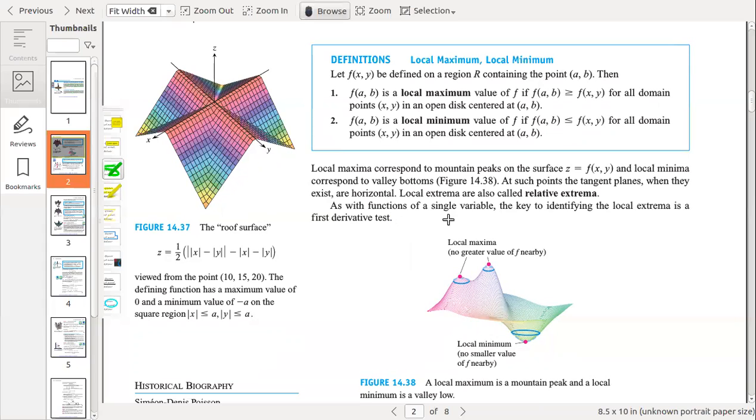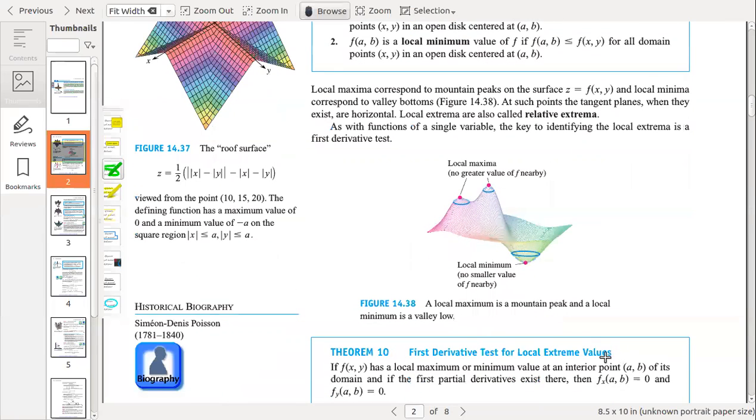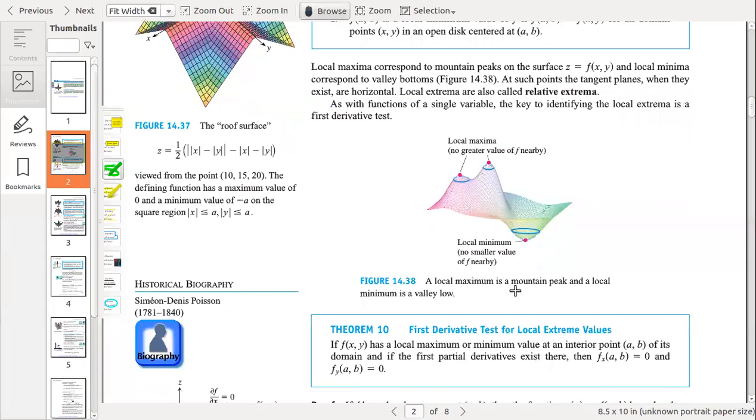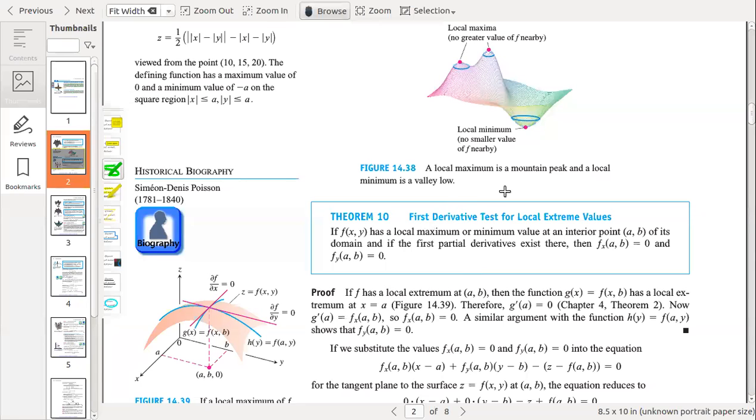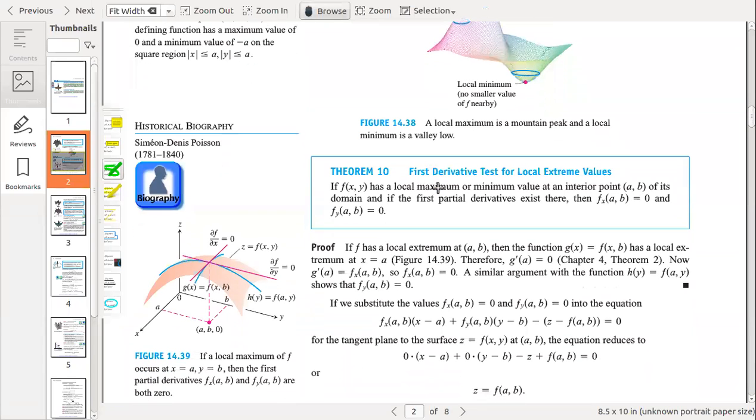As with functions of a single variable, the key to identifying the local extrema is a first derivative test. So we can apply the first derivative test to identify whether the function has local extremum values at that point or not. Here you can see in the graph, local maxima: no greater value of f nearby, and local minimum: no smaller value of f nearby. A local maximum is a mountain peak and a local minimum is a valley low.